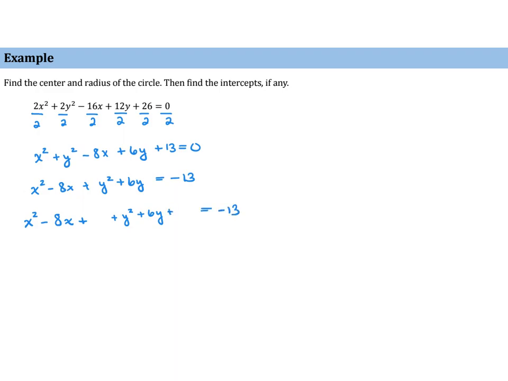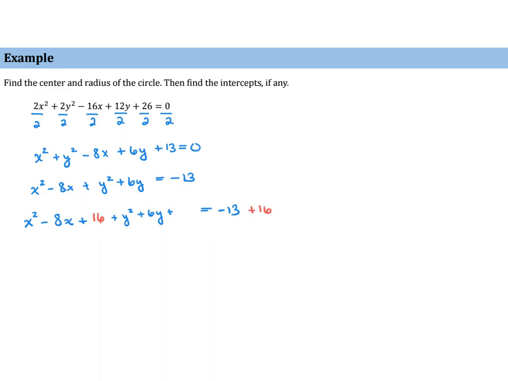So, what can we add to the x's in order to complete the square? So, we take the negative 8, divide by 2, and square. If we take negative 8 and divide by 2, we get negative 4. Square it, and we get 16. Now, if we've added 16 to one side, we need to go ahead and add 16 to the other.